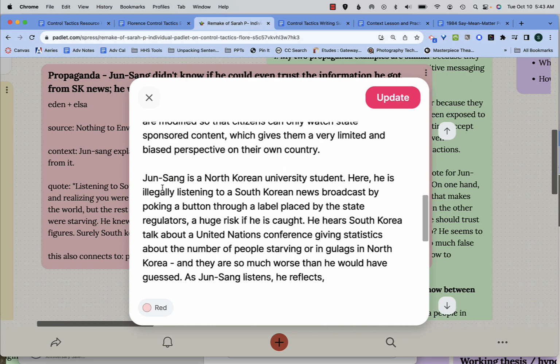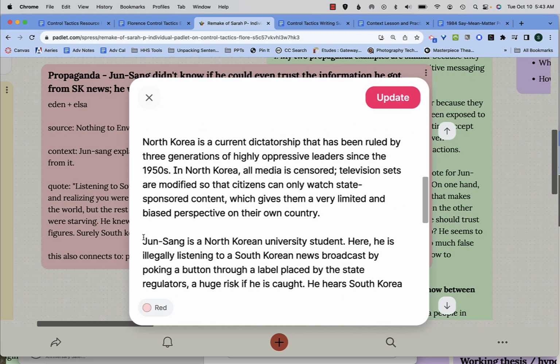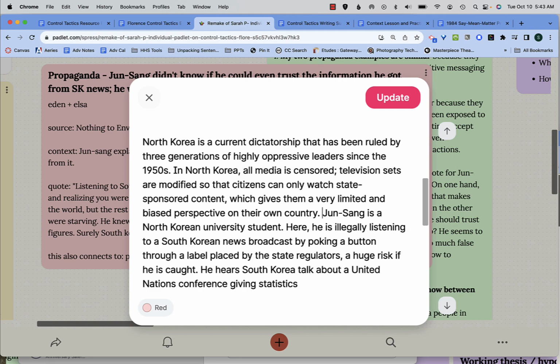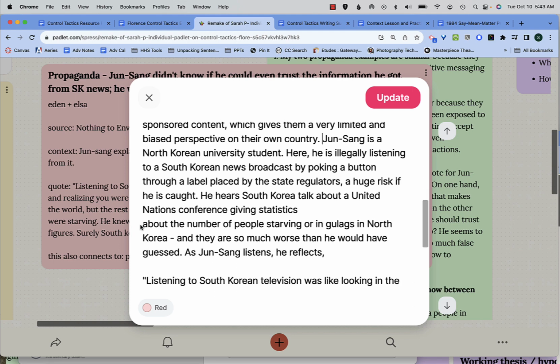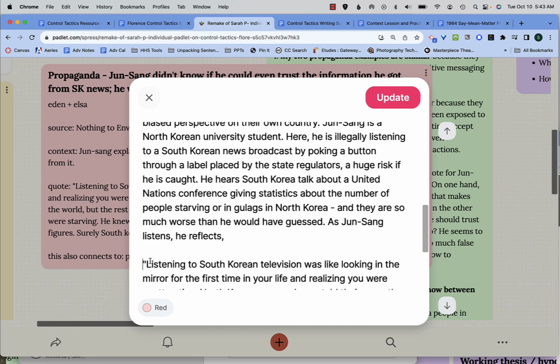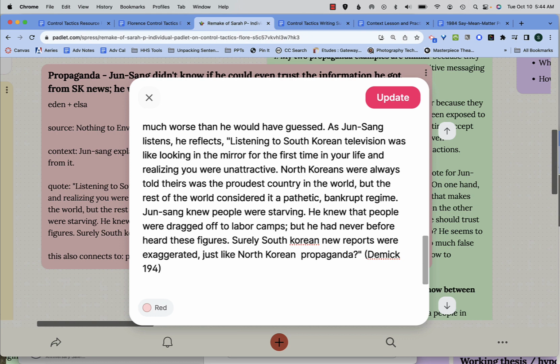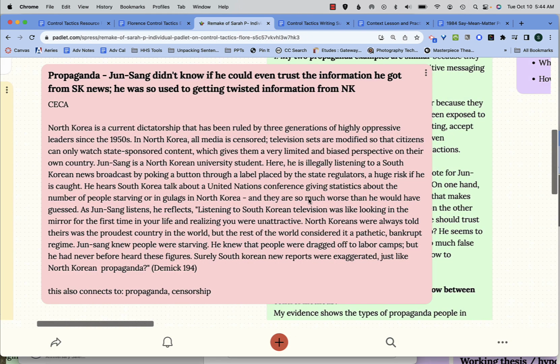And I'm all set. So now I have my context, and I'm going to blend that all together. So I should have general context, which flows into specific context, which flows into my quote. And now I've finished the context section of my CECA. This is what it looks like so far. So now I need to add, I've got my C, context. I've got my E, the quote. I've got my citation right here, Demic 194.